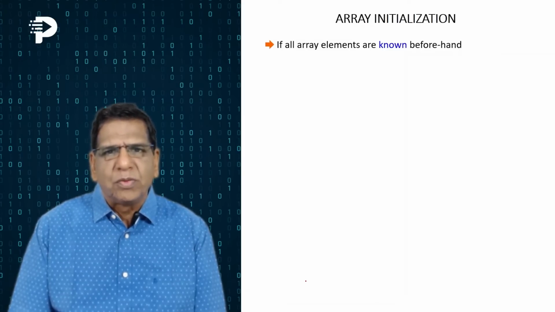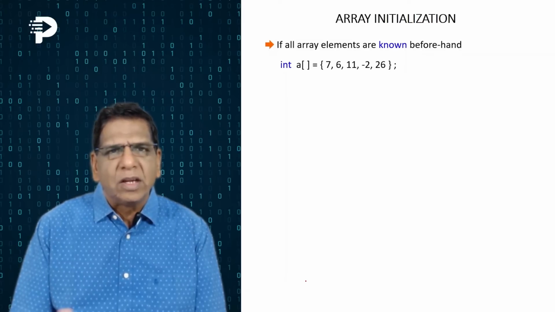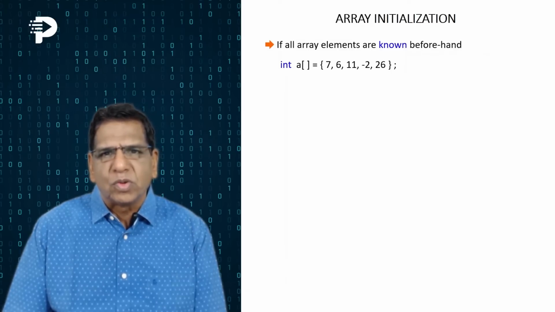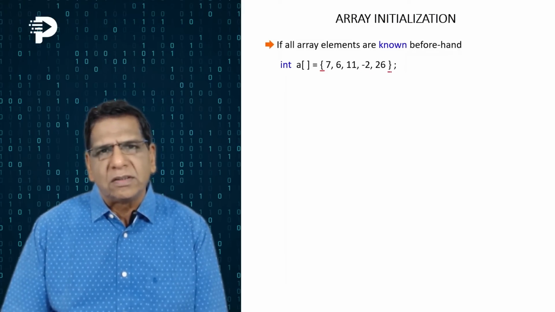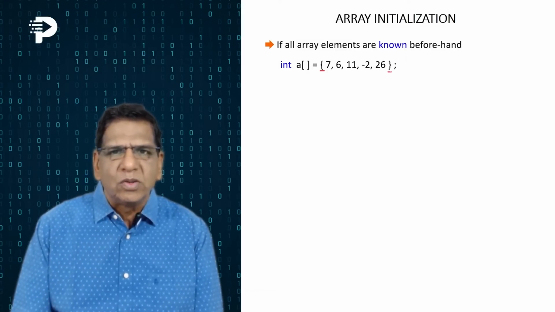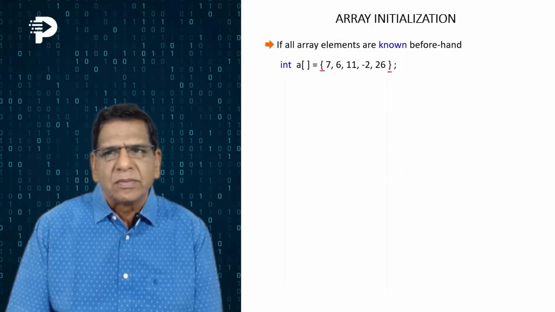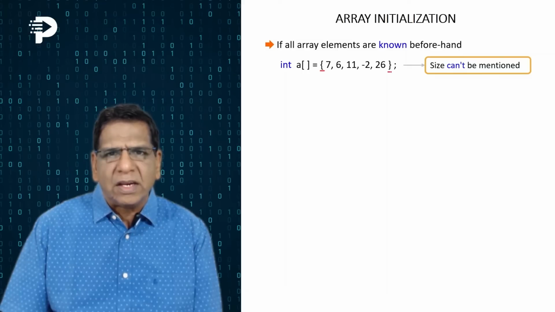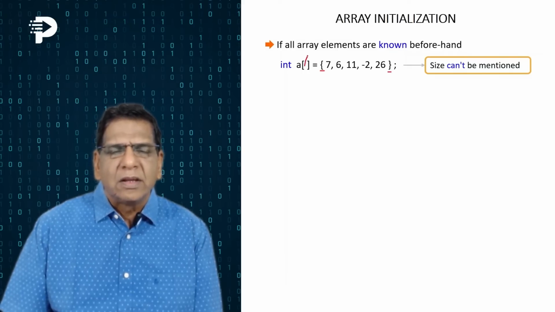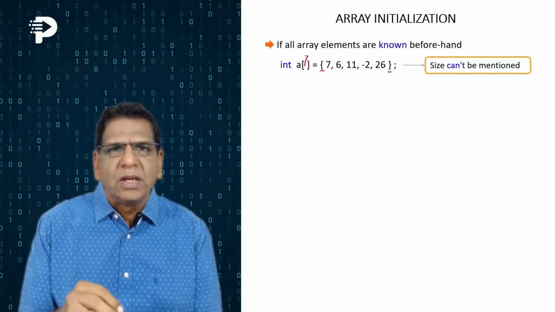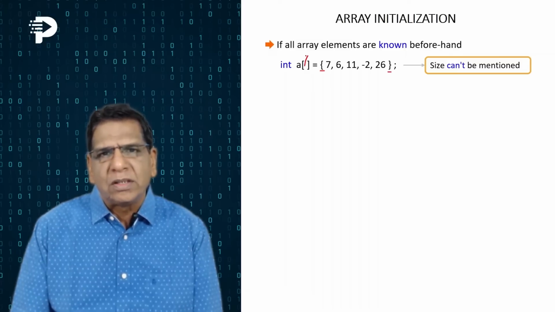If the elements are known beforehand, then I may just say int a bracket equal to, and then within braces mention the elements that we propose to store in the array. So here the elements are 7, 6, 11, minus 2 and 26. They have been put within a pair of braces. In such a case, I am not required to use any new or any such thing. In fact, in this case, I cannot even mention the size of the array here. Why? Because the compiler will count that totally there are 5 elements and then it will assume a to be a pointer to an array of 5 integer objects.